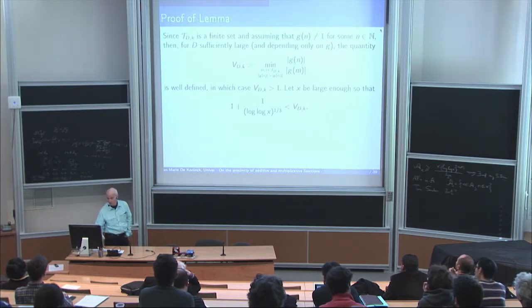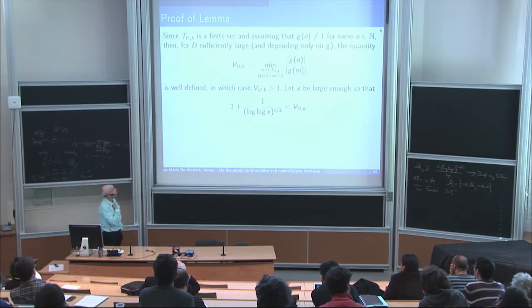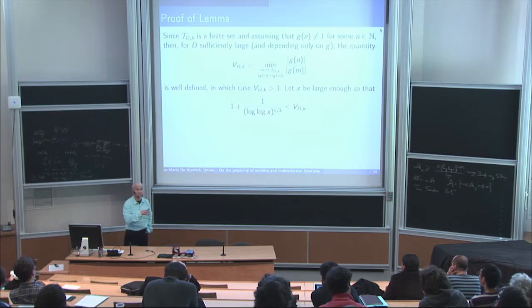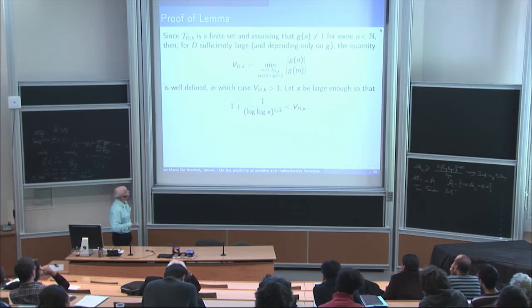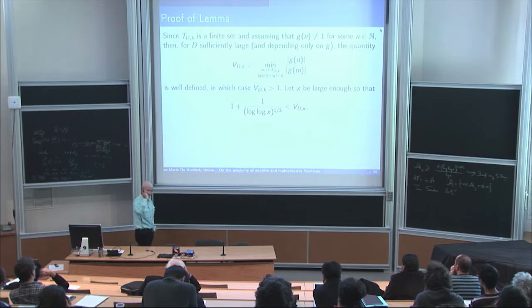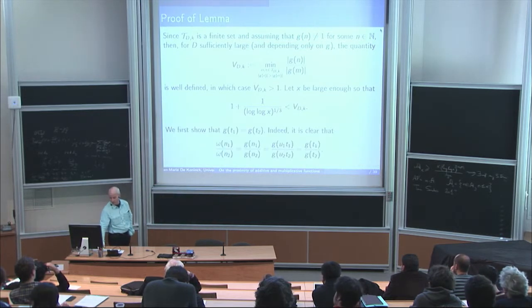Okay, this is where I use the fact that the set T is finite. Since it's finite, and assuming that g of n is different than 1 for at least one integer, because if it's always 1, it's disqualified right away. I mean, it's not going to be close to omega of n, no worry. So that means that if I look at this expression v_{d,k}, the minimum of all possible values of the quotient of g of n with g of m that are bigger than 1. Since d and k are fixed and T is a finite set, this v has to be bigger than 1. So I take x large enough so that v_k is bigger than 1 over (log x) to the 1/3.